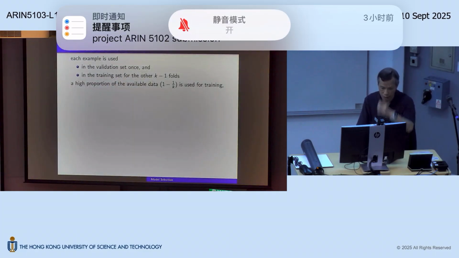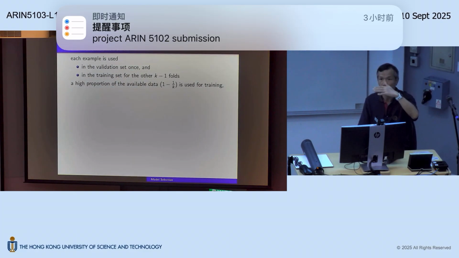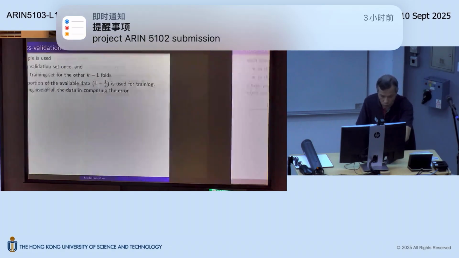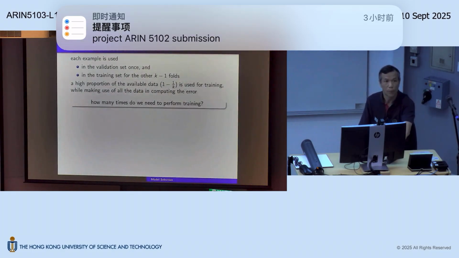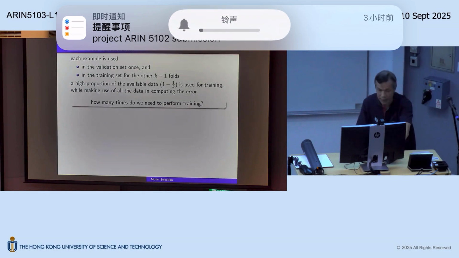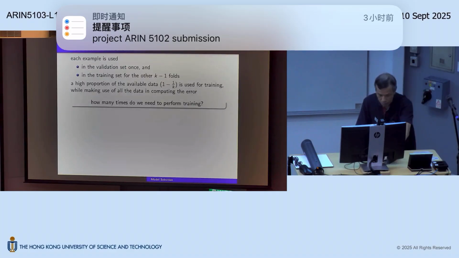And moreover, during training you use quite a large portion of the data set, because for k-fold cross-validation, that means you use (k-1)/k of the samples for training, and then you use 1/k for testing. So this is more disciplined than random partitioning. But of course, you have to set the value of k.